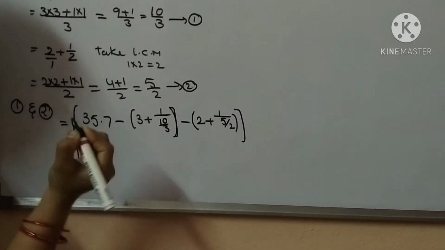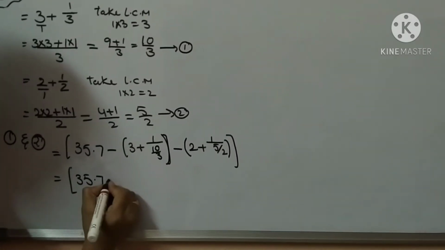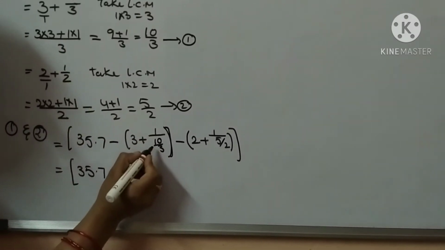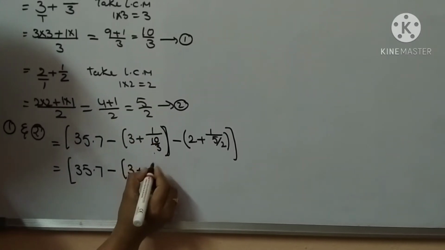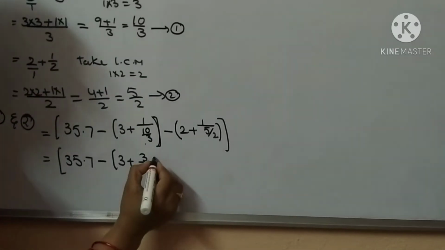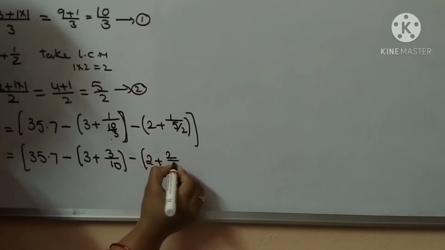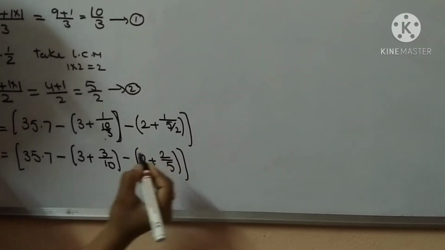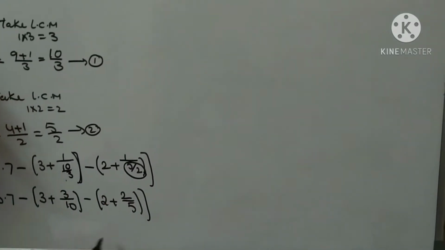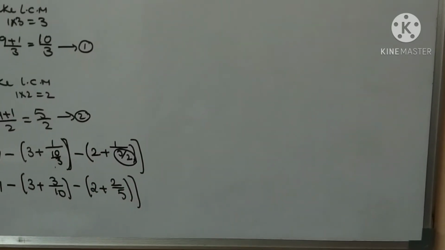So 35 minus 7 minus, write 3 plus, here the denominator is a fraction. We should write the reverse fraction, 3 by 10, minus 2 plus, as usual, 2 by 5. Because here 1 by the denominator, the fraction 5 by 2, we should write the reciprocal. So 2 by 5. Okay children.